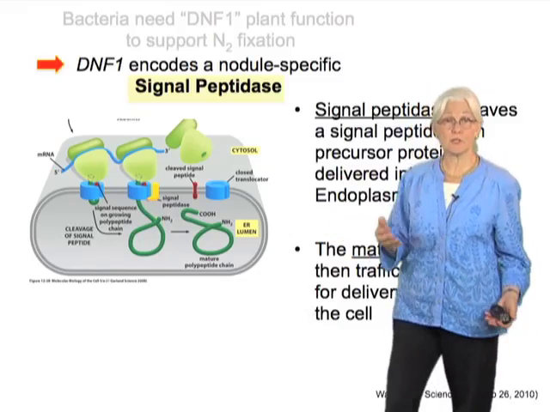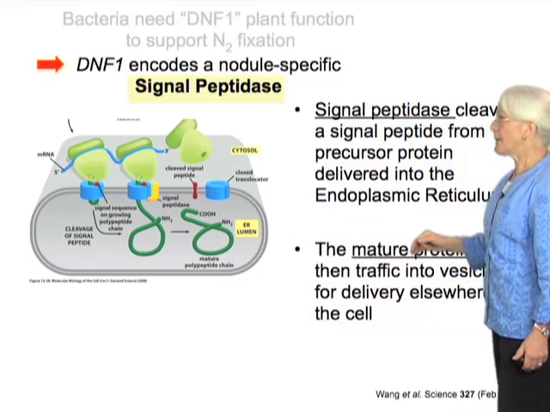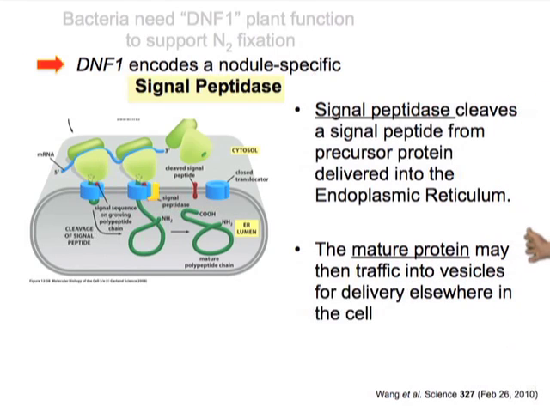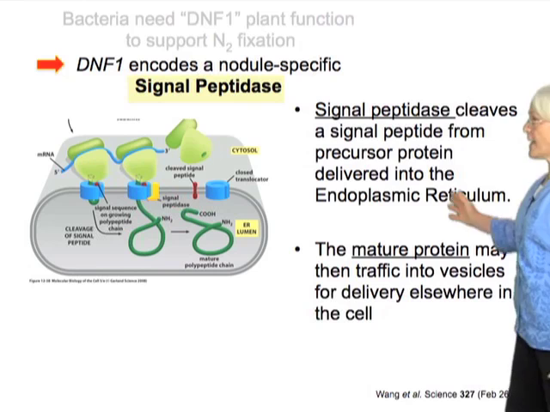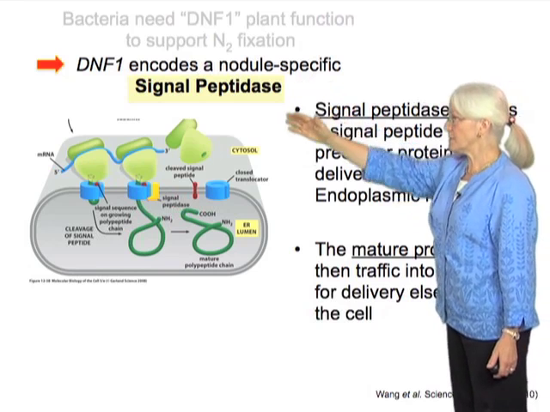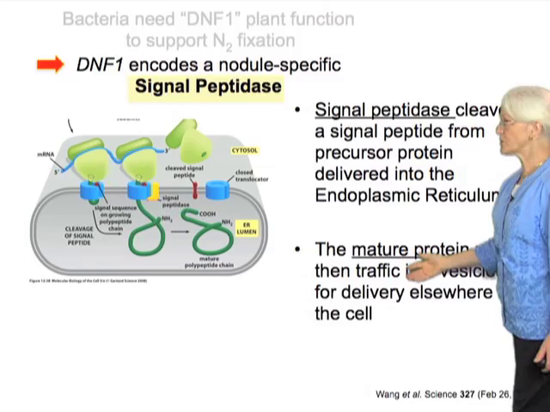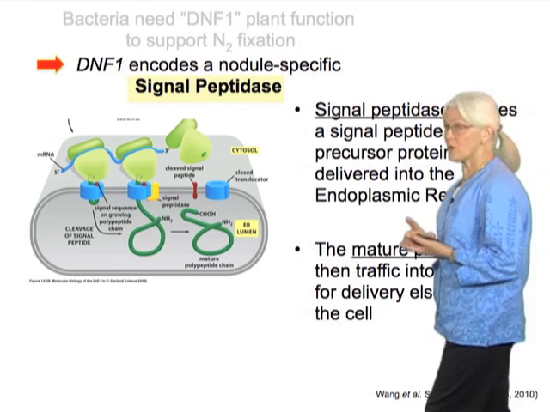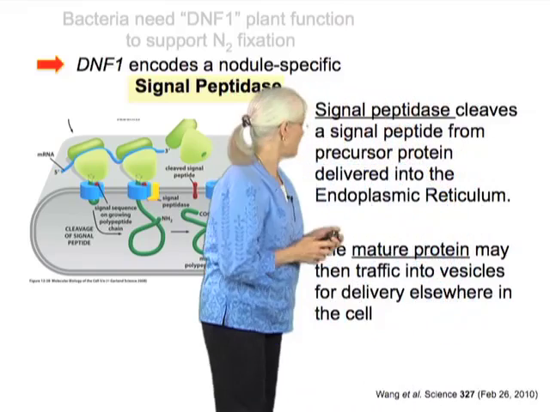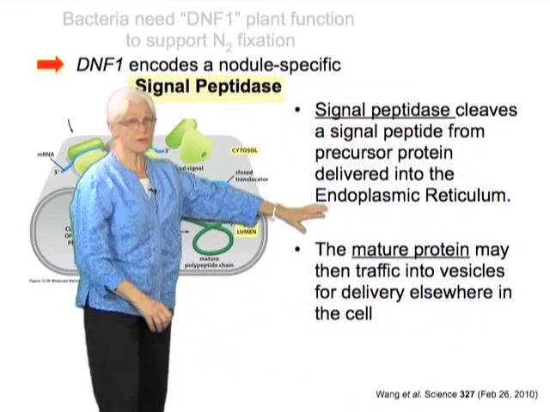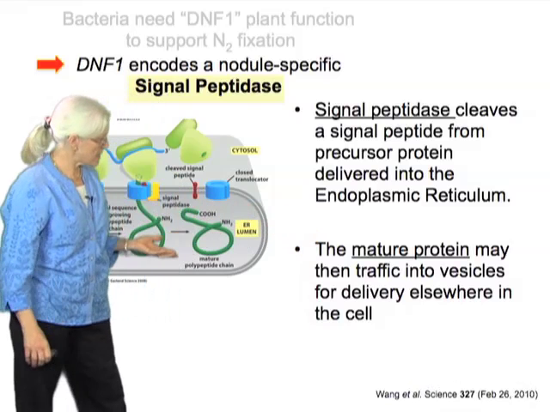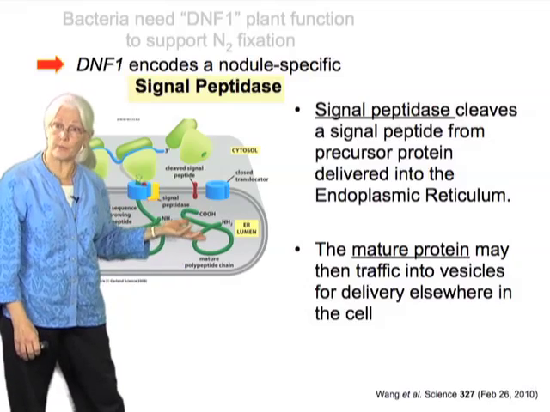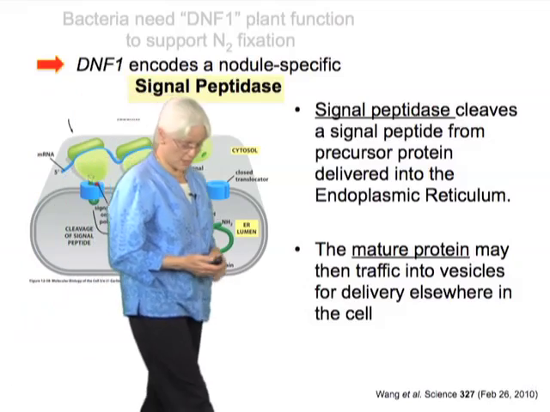Now, what do those do? I'll get to that in a moment. But what we would just conclude is that there's going to be something about the action of DNF1 that's going to result in the production of a mature protein that might go to the cell wall, or it might go into vesicles. So whatever is being produced by the DNF1 signal peptidase may be purposed for secretion or for vesicle delivery.